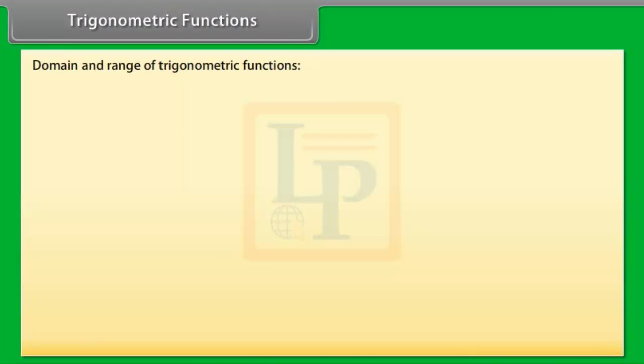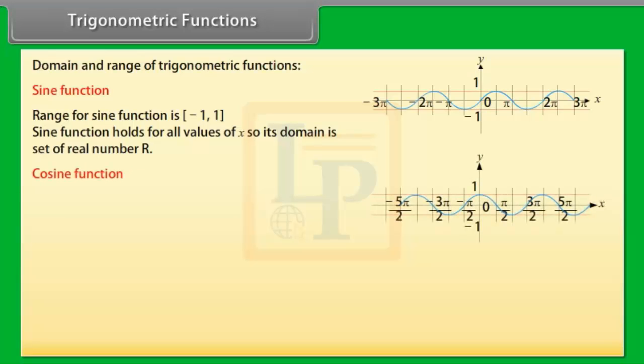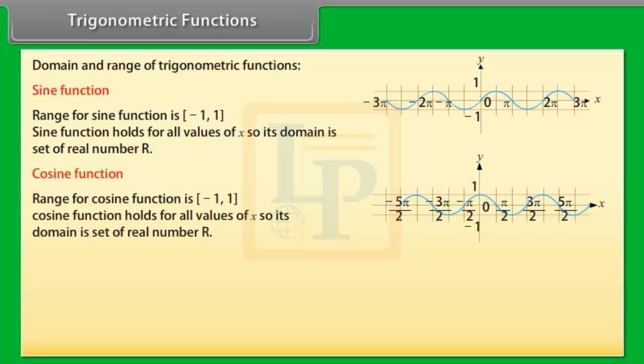Trigonometric functions. Domain and range of trigonometric functions. As we have studied earlier, an angle can be considered as a real number, so we denote the angle by x, not theta. Sine function: range for the sine function is -1 to 1. The sine function holds for all values of x, so its domain is the set of real numbers R. Cosine function: range for the cosine function is -1 to 1. The cosine function holds for all values of x, so its domain is the set of real numbers R.